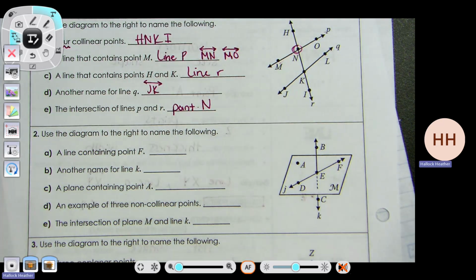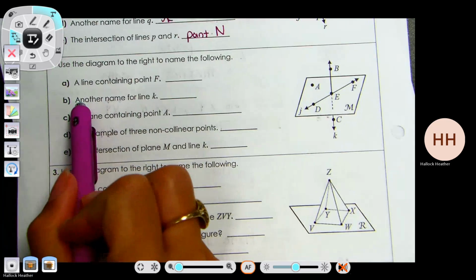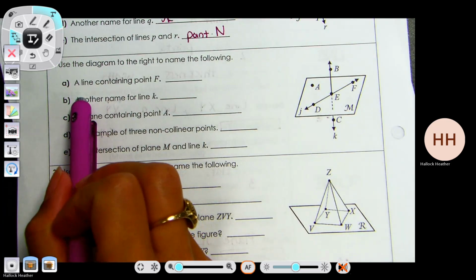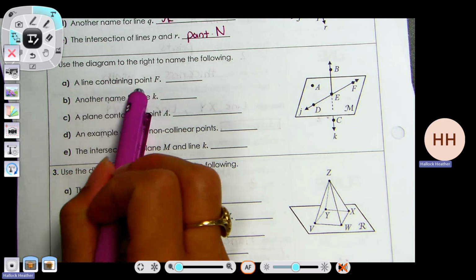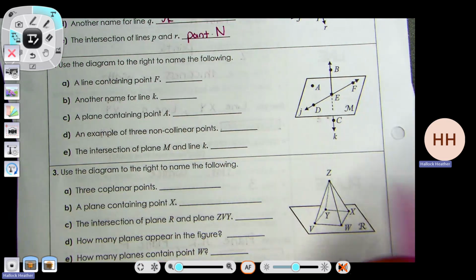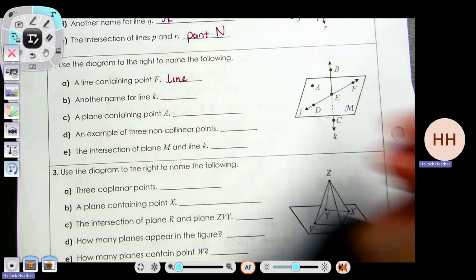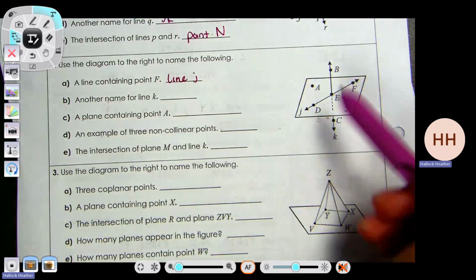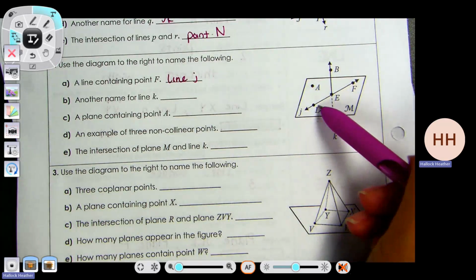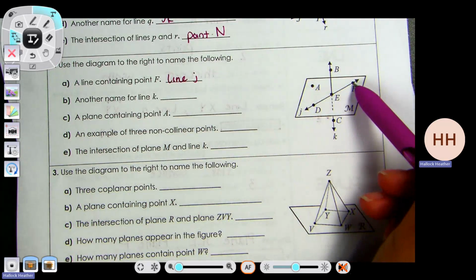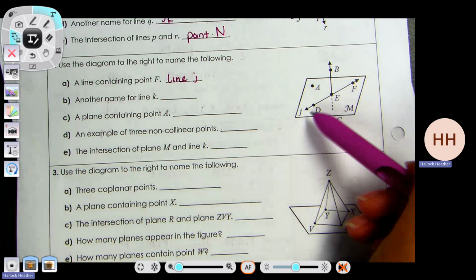Okay, we ready to go over it? Okay. A. So the line containing point F. What is it? Line J. Okay. Line J, lowercase j. If you use two letters, you could use D, F, E, F, F, D, E, D, okay?